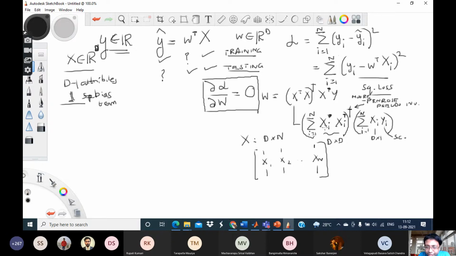Then you can verify that what we have written here, x_i transpose, taking the sum over all, we can as well write in the form of X X transpose, where X is this kind of matrix. So X is a d cross n matrix, and X transpose is n cross d, so this becomes d cross d, and then you take the pseudo inverse of it. It's just a different way.